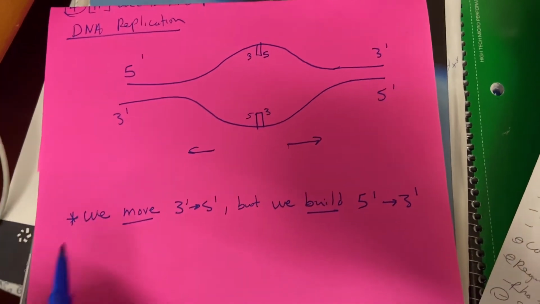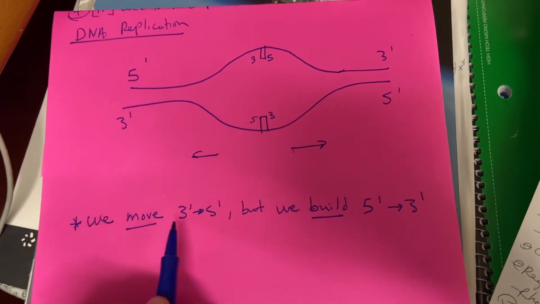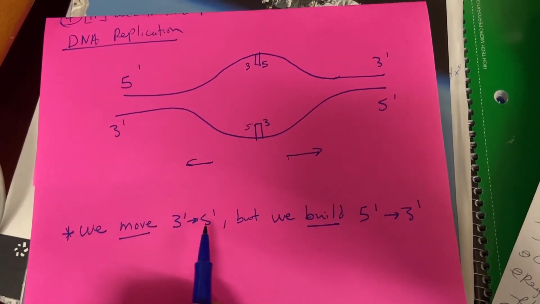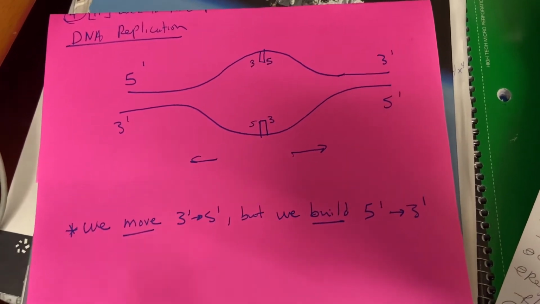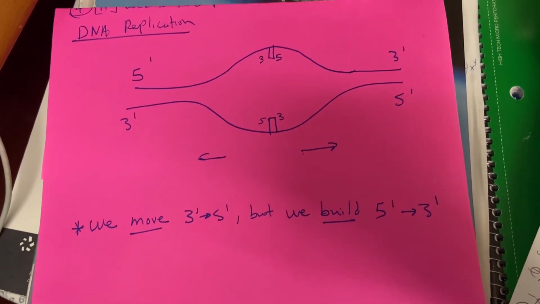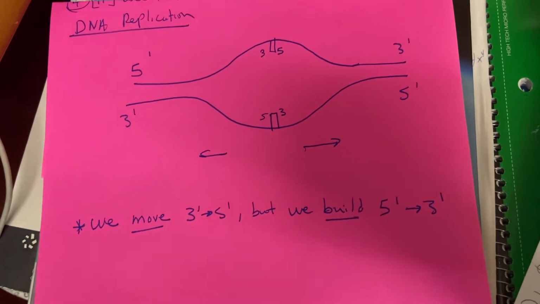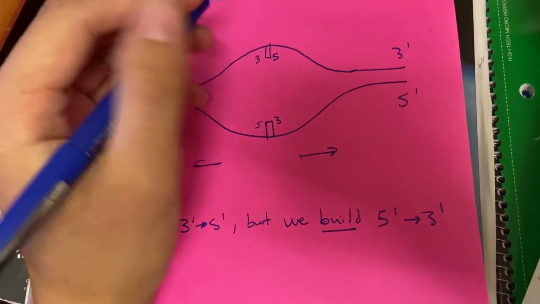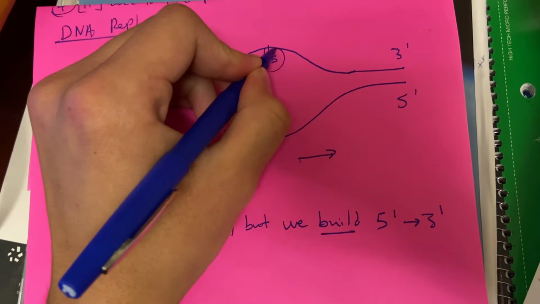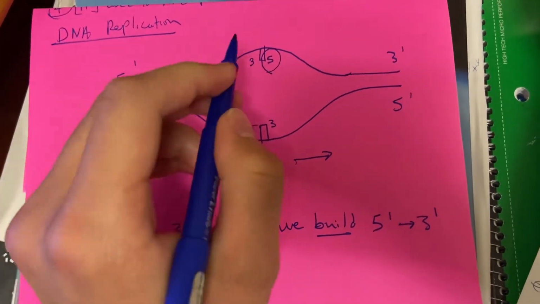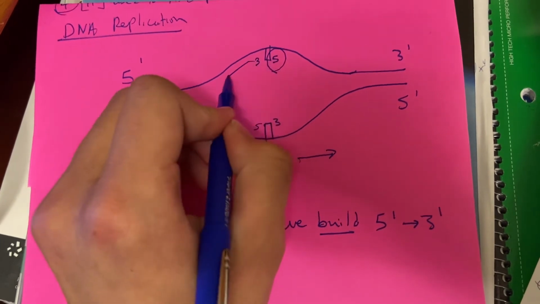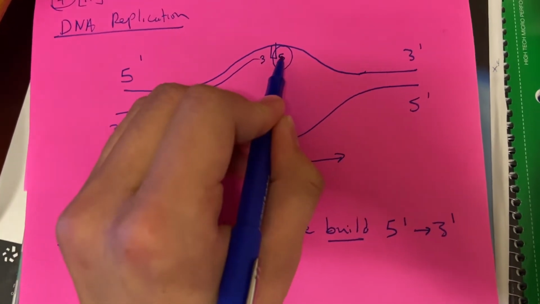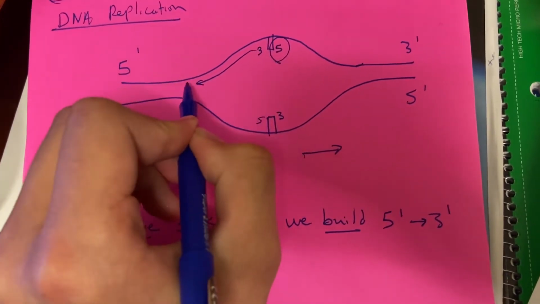Notice here, a key point about DNA is that we move from 3' to 5', but we build from 5' to 3'. Now that sounds confusing, but to determine which way we move, you focus on the 5' end of the primer. And you draw the arrow going from 5 to 3 like this. This 5 to this 3, and it keeps going like that.